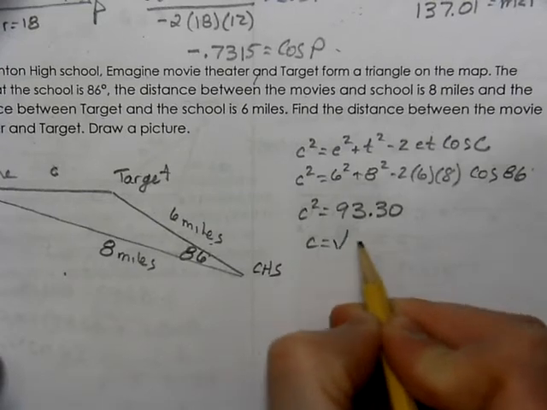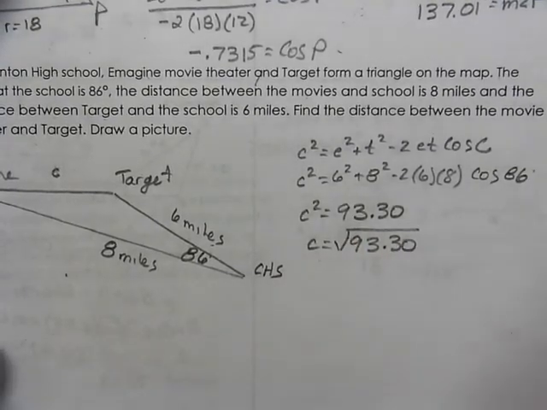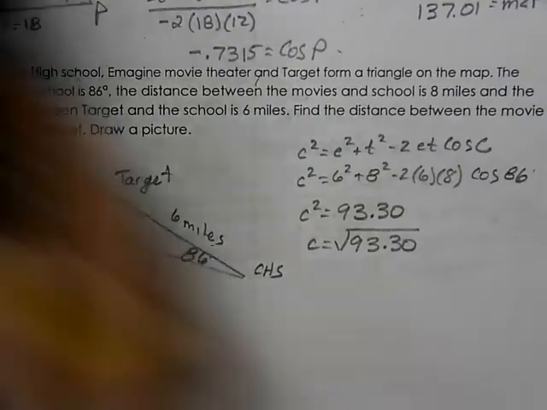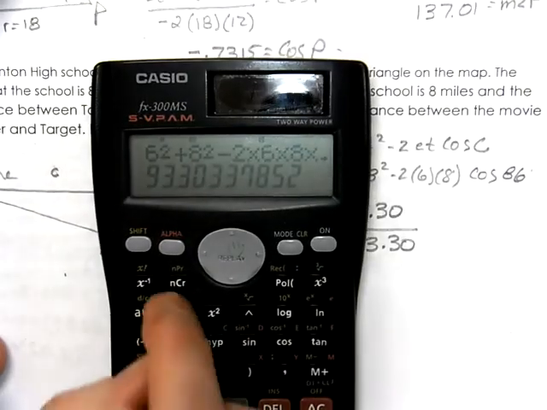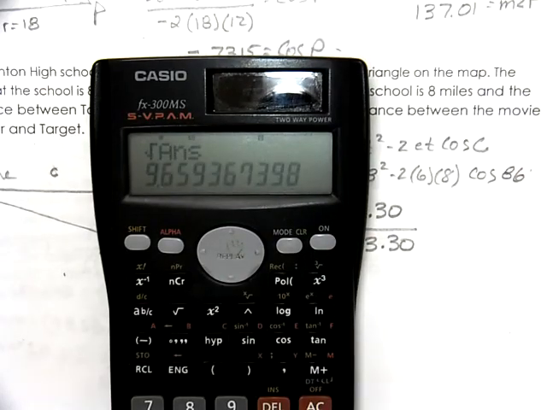And we'll take the square root. We'll write down this 93.30, but when we do the actual calculation, we're going to hit square root of our answer. That gives us 9.66.